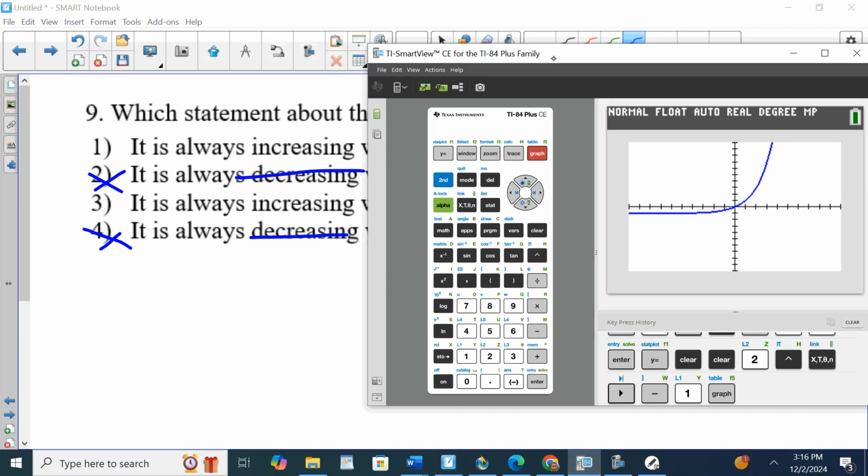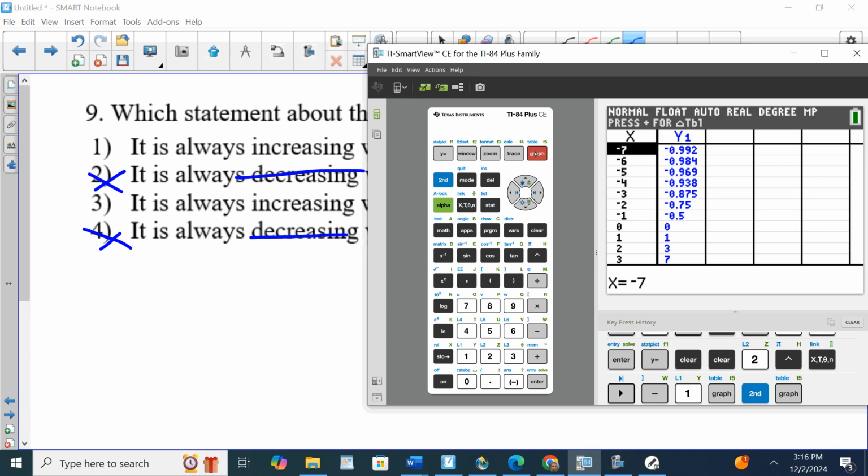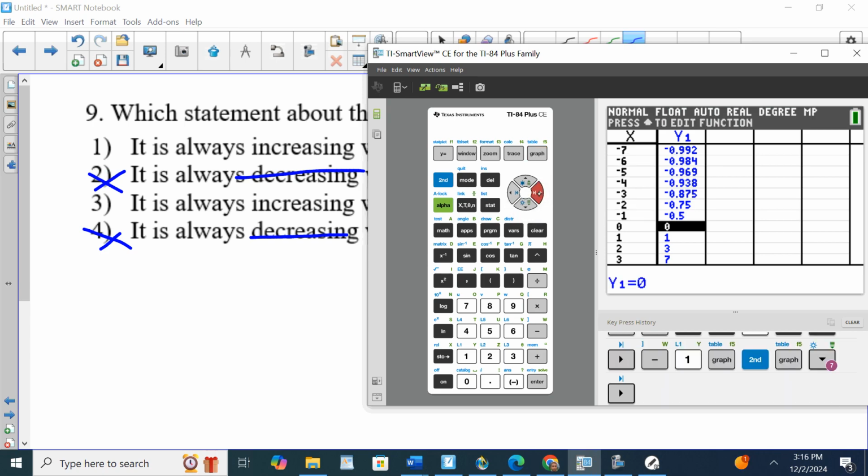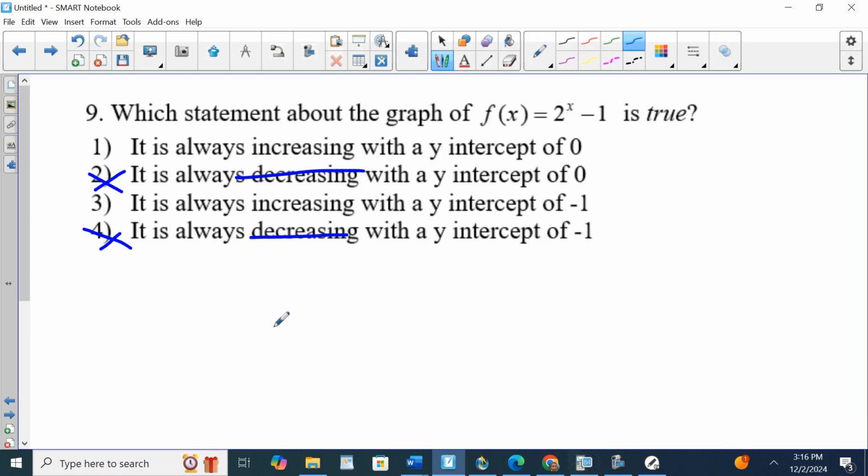I could also go to the table. The y-intercept is when x is 0. When x is 0, y is 0. It's not going to always be the case that the y-intercept is 0. Just look at it. Y-intercept is 0, always increasing. Take a look at it. Shouldn't be hard.